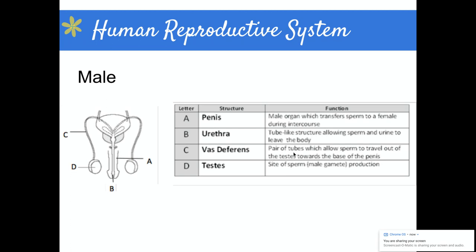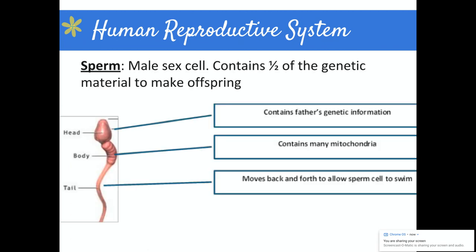The vas deferens is a pair of tubes that allow sperm to travel out of the testes towards the base of the penis. The testes is the site of sperm production, the male gamete. This is the only place in a male where meiosis happens because it's the only place in the male body that makes sex cells. The sex cells are made here in the testes, travel out through the vas deferens, and exit the body through the urethra during intercourse.